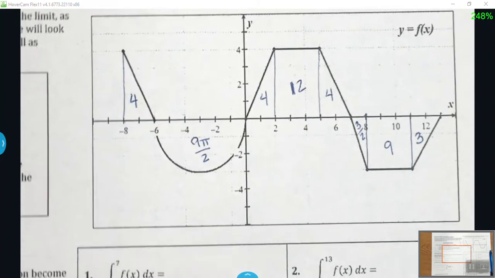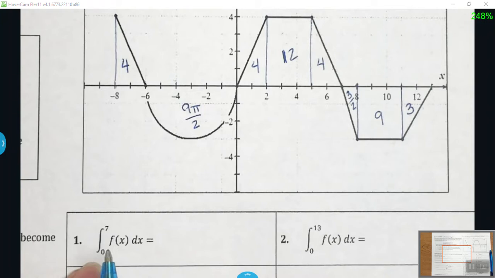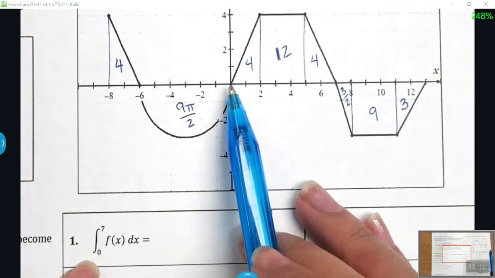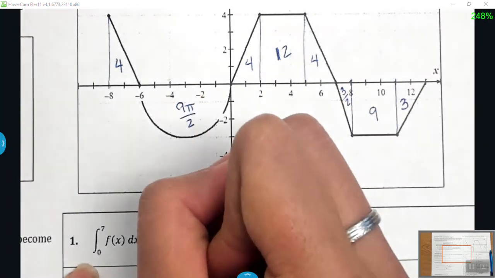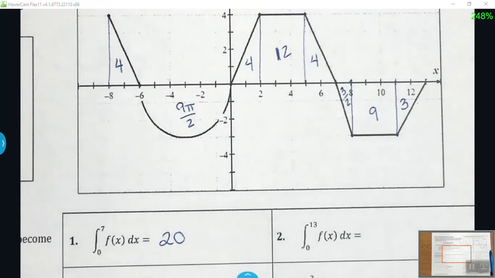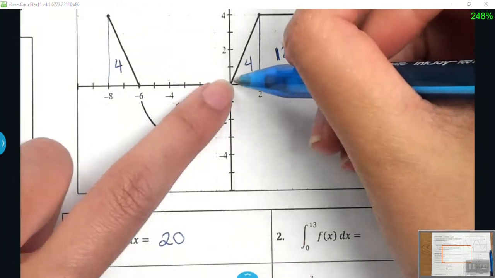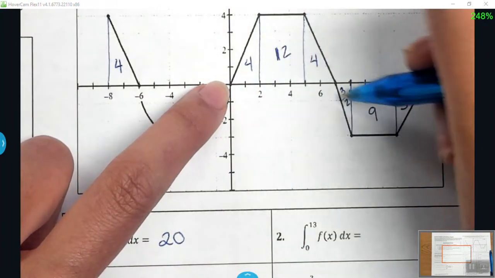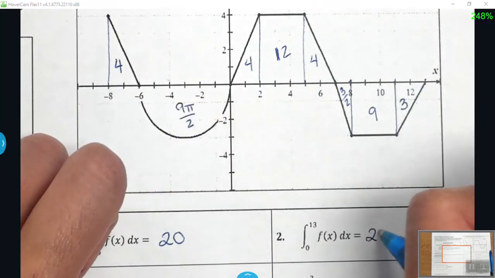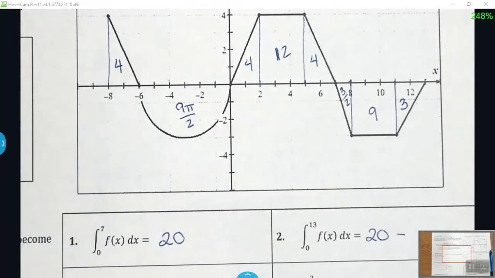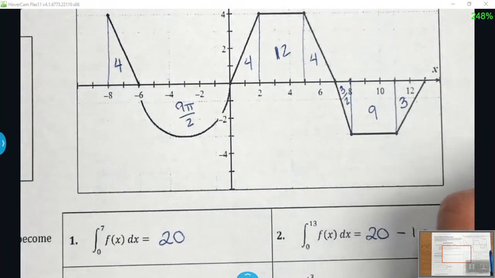So we want the definite integral from 0 to 7. We go from 0 and add up all the areas until we get to 7, and that equals 20. Nice. Easy? Now 0 to 13. We add up all of the area up to 7, then we start going underneath the x-axis. We need to take that area away. So 20 minus 13.5, which is 6.5.